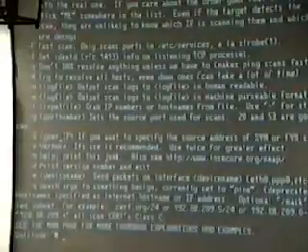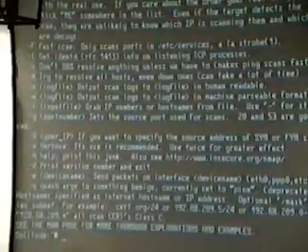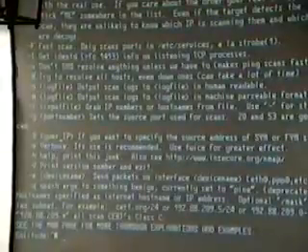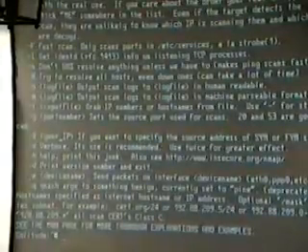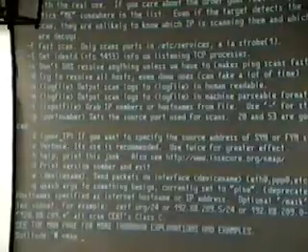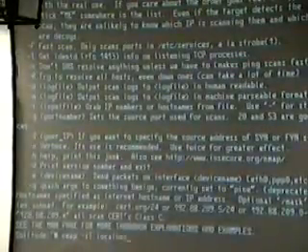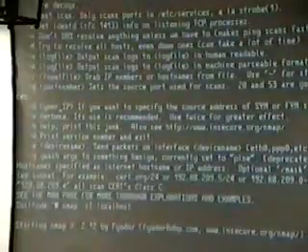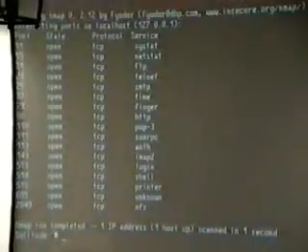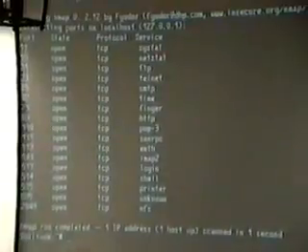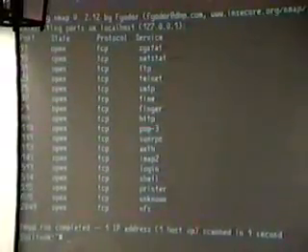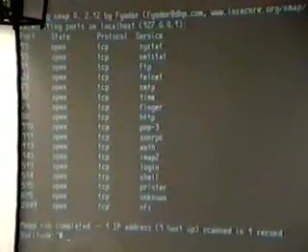nmap -sT hostname is a TCP scan. It's not very stealthy. It shows up a lot in the logs, and I'll demo that right now. It gives you the port, the state, which all of them are open, the protocol, TCP, and the service.